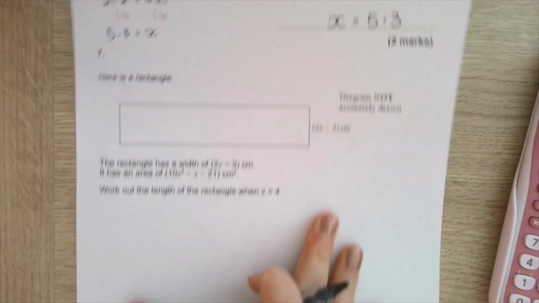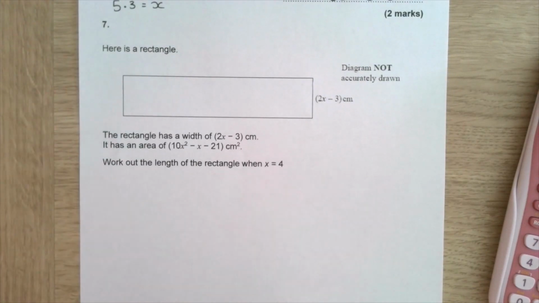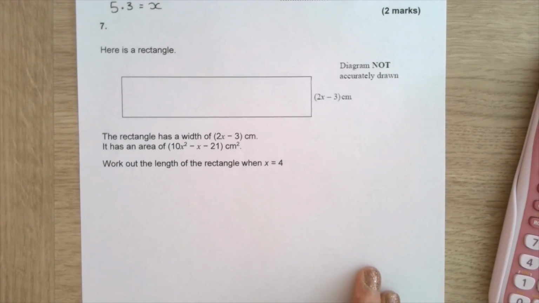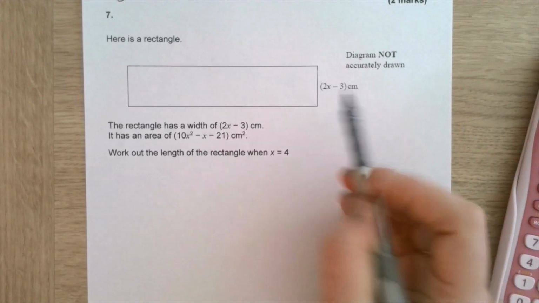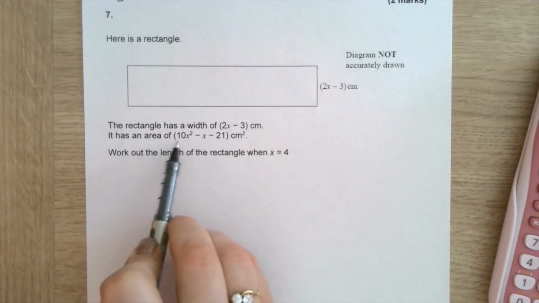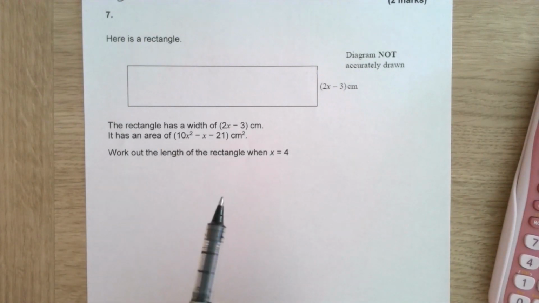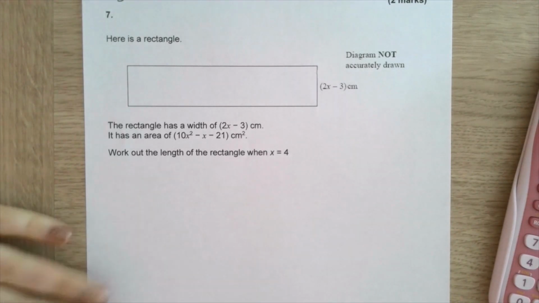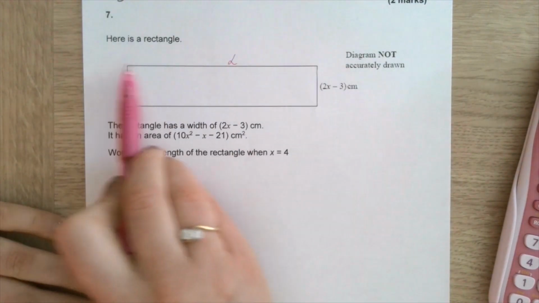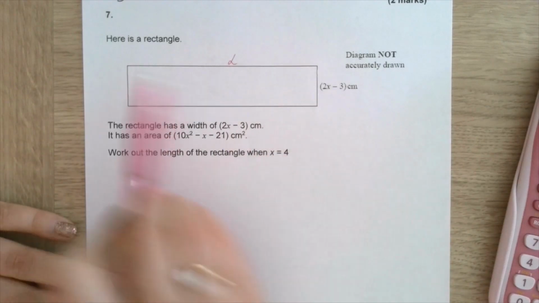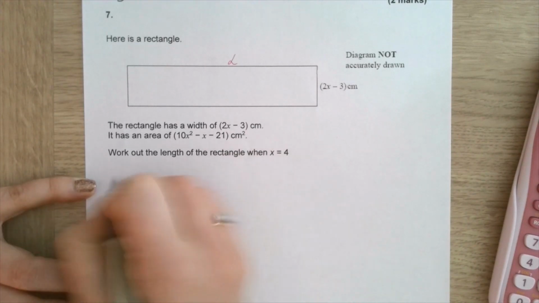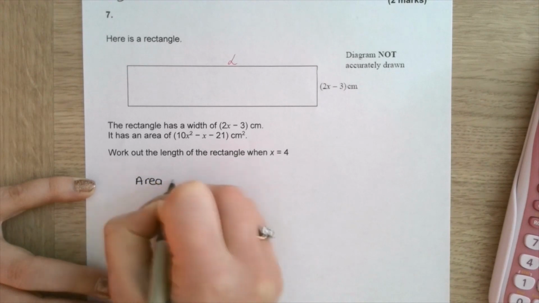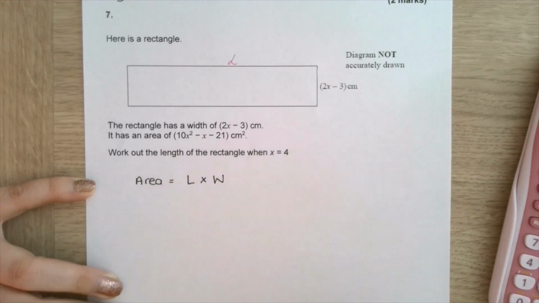Final question for you. Now, this is a substitution question, but it's a slightly more problem solving, more thinking type question. So we've got a rectangle, it's got a width of 2x minus 3 and an area of 10x² minus x minus 21. Work out the length. So hopefully we're happy that the length is this side of the rectangle here, because length times width makes the area. So I'm just going to write that down actually. Area equals length times width.